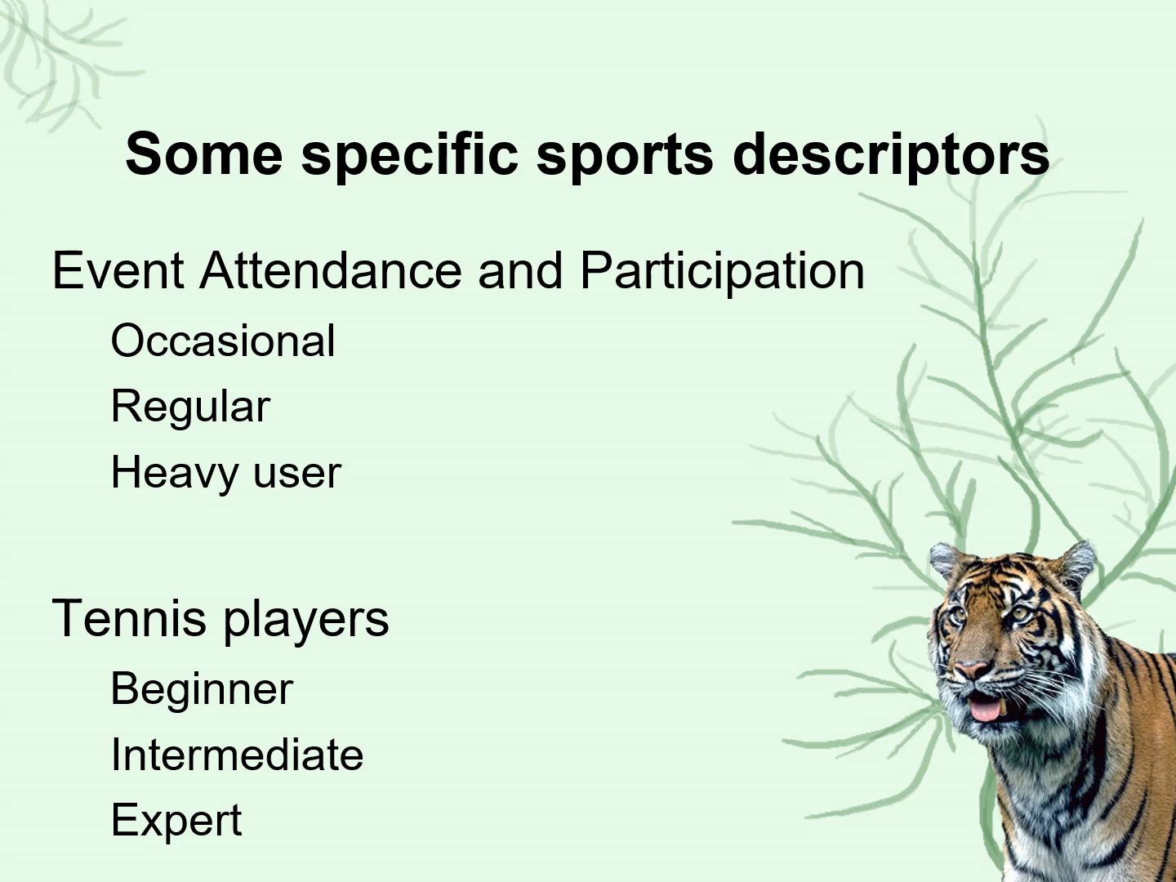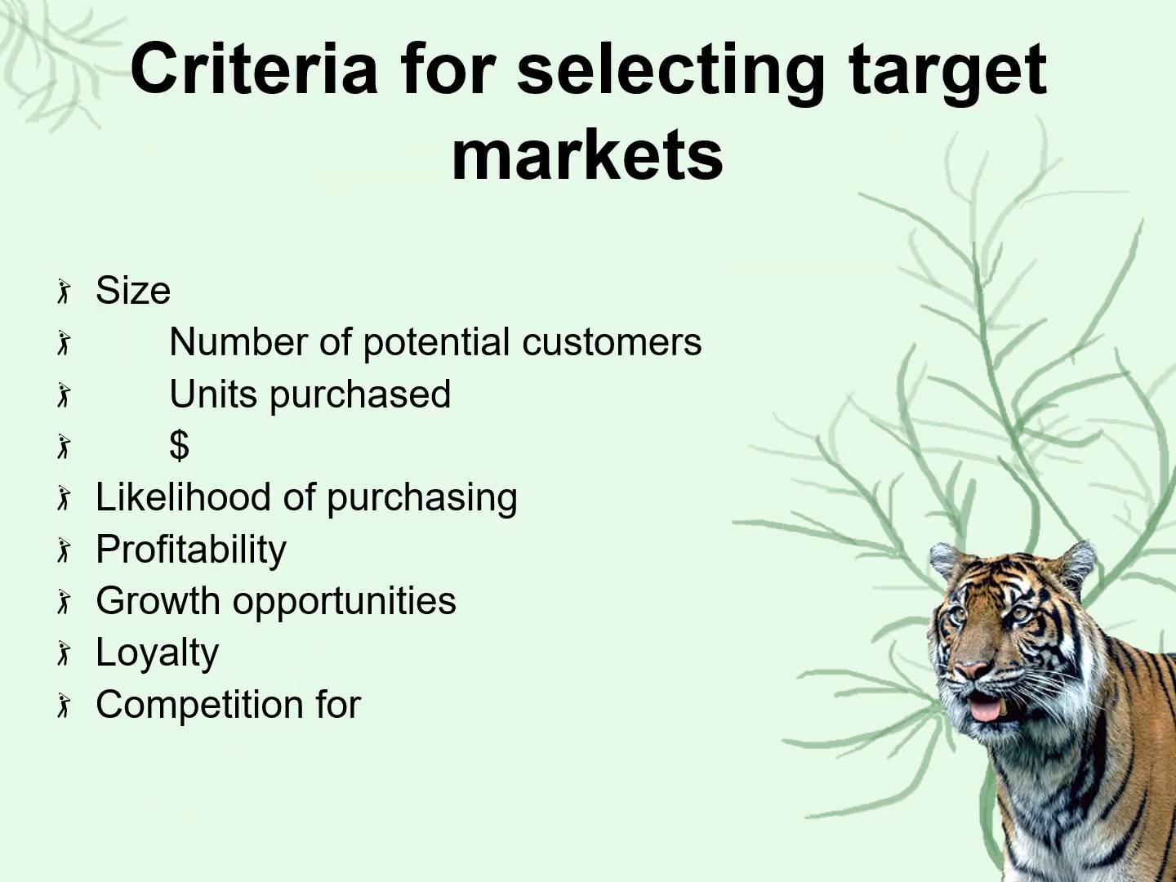For instance, have you attended a live soccer, professional soccer event in the last 6 months? That would be an occasional user. Do you regularly attend? That obviously would be a regular user. And if you're a heavy user, perhaps you attend on an even more often basis. In terms of people who are participants in sports, it could be someone like we're going to target tennis players. And then it might be skill level: beginners, intermediates, and experts. And so the idea here is that we can use specific sports descriptors to describe our target markets.